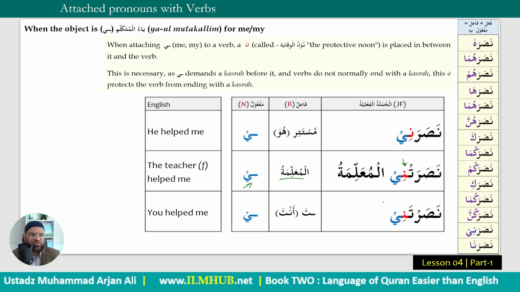And the next example we have nasartani: you, anta, ta, ni, ya mutakallim. You helped me. So when joining with ya, we need to make a note that the verbs, this happens in the mudare, also you'll see it in the amr, the noon of protection will come in to help in the pronunciation and easy and correct reading.